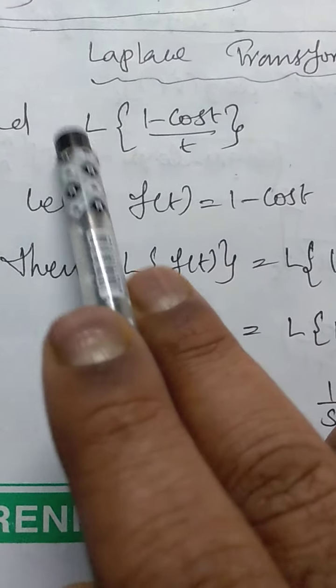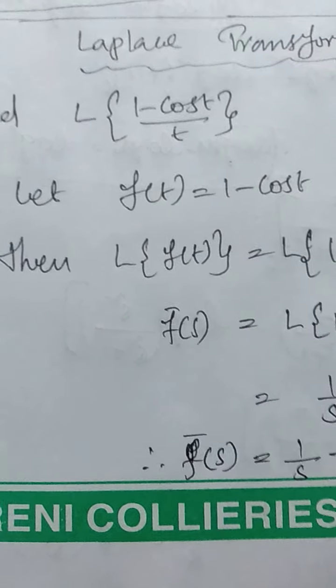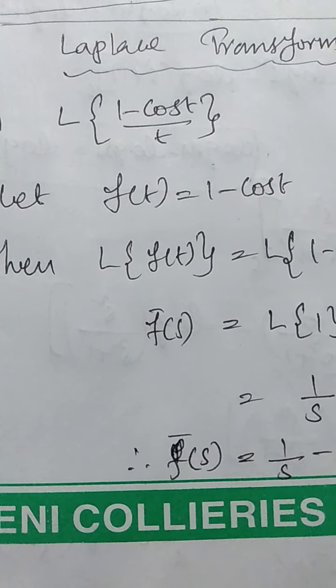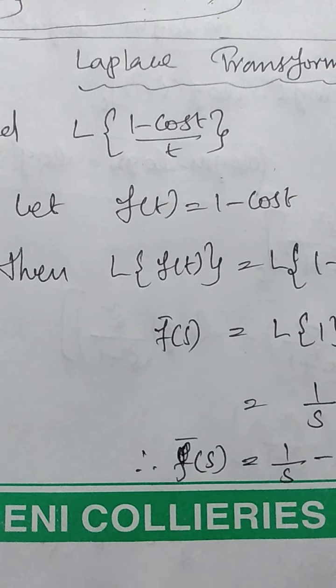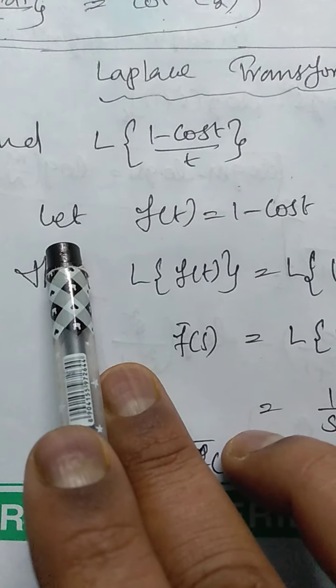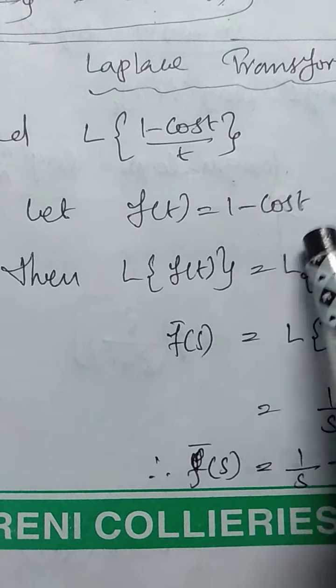It is in the form of the Laplace transform of f of t divided by t. This is equal to the integral from s to infinity of f bar of s ds. So we have to find the value of f bar of s. Consider that f of t is equal to 1 minus cos t. Then apply the Laplace transform on both sides. We get the Laplace transform of f of t is equal to the Laplace transform of 1 minus cos t. The Laplace transform of f of t is equal to f bar of s.